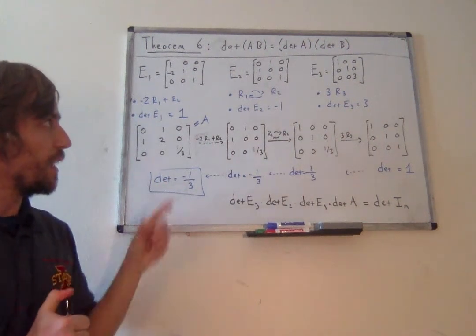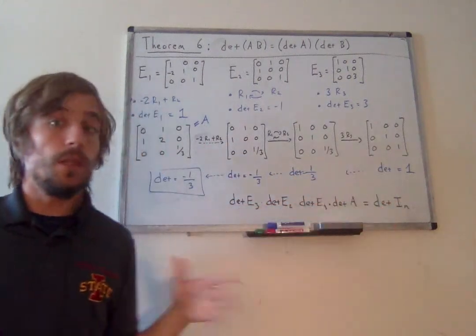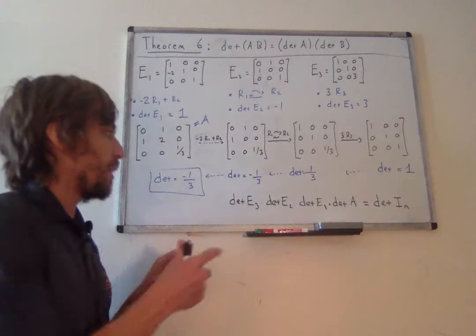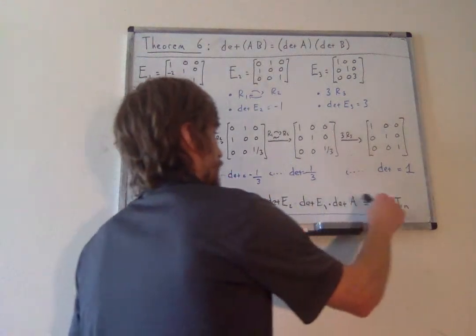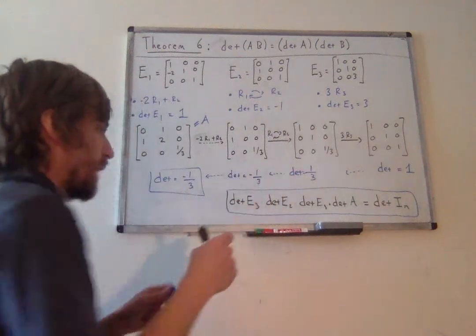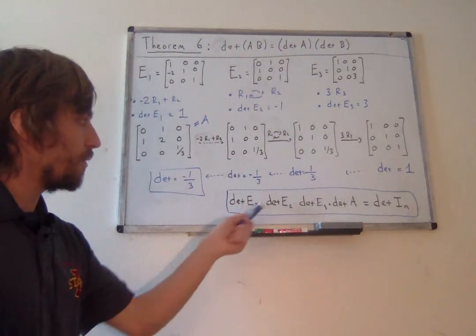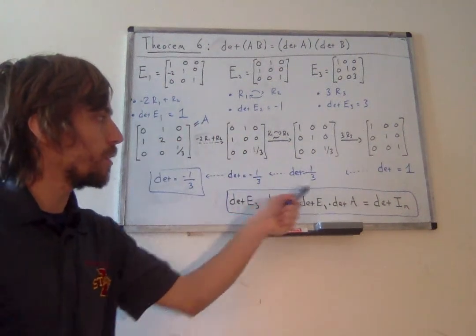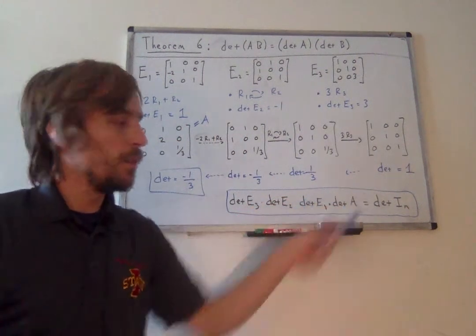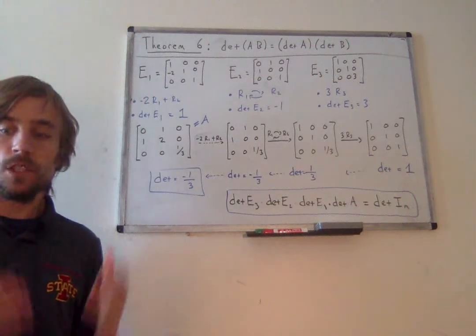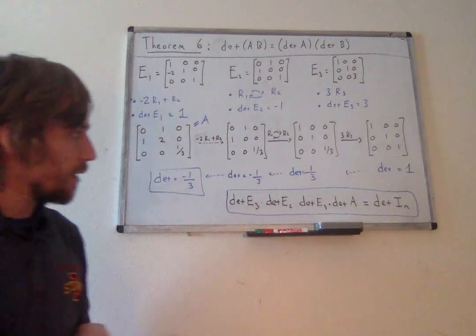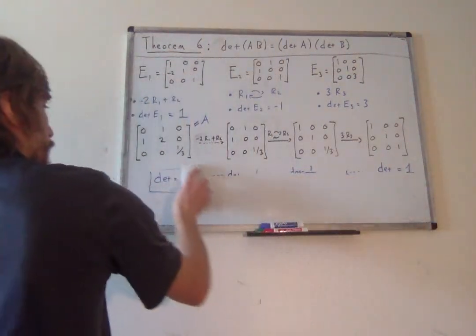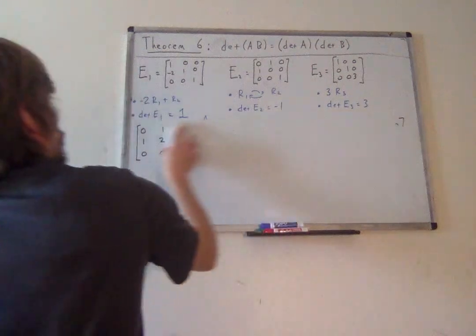So what to note here is that if I can get to the identity matrix specifically, or any matrix really, using a sequence of row operations, then this fact is true. That is, the product of each of the individual determinants of the elementary matrices corresponding to row operations times the determinant of A is equal to the determinant of In. So using this fact, I want to now give a brief proof of theorem 6.